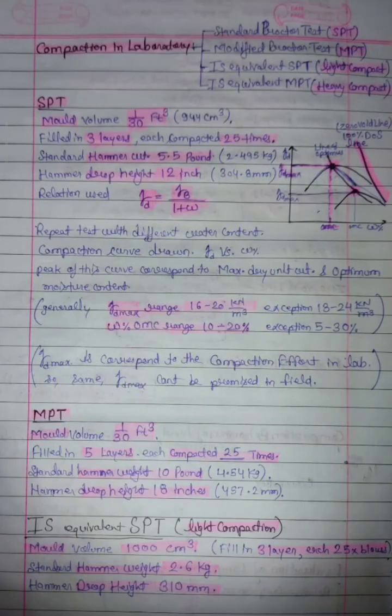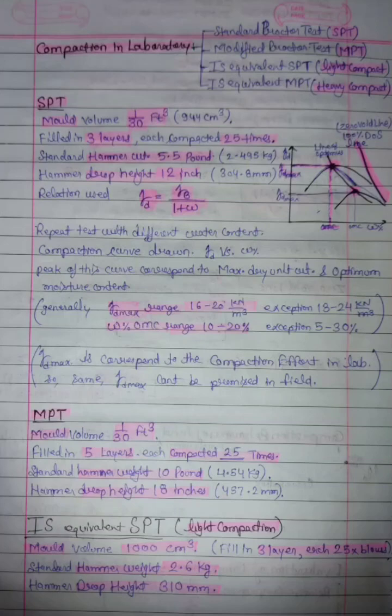Now compaction in the laboratory is measured by the standard Proctor test, that is called SPT, then the modified Proctor test, that is called MPT, then there is the Indian standard equivalent of SPT, that is the light compaction test, and then finally the Indian standard equivalent of MPT, that is the heavy compaction test. So we will look at all these one by one.